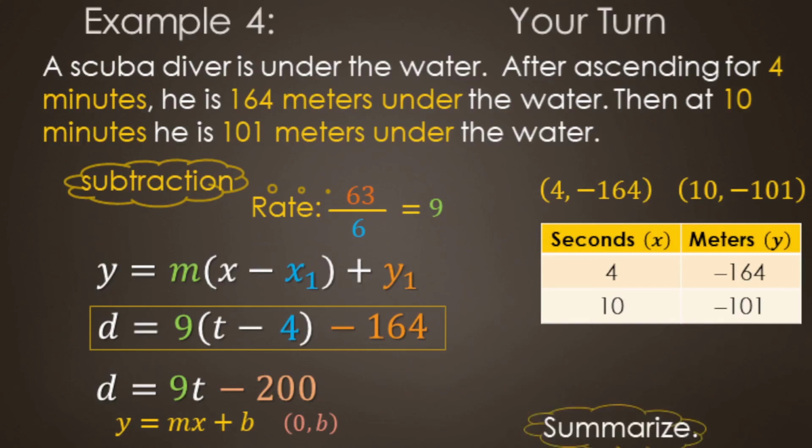Now we can think of these as summary statements from the information up here, and each one gives us some different information. Thinking back to what these equations mean: the depth of the scuba diver is ascending 9 meters per minute, and at 4 minutes, he was under the water 164 meters. So that's what it looks like for point slope form. Now, the summary information for slope-intercept form is that the depth of the scuba diver is going up, or ascending, 9 meters per minute, and he started under the water at 200 meters. So that's what the summary statements that refer back to our original information would sound like.